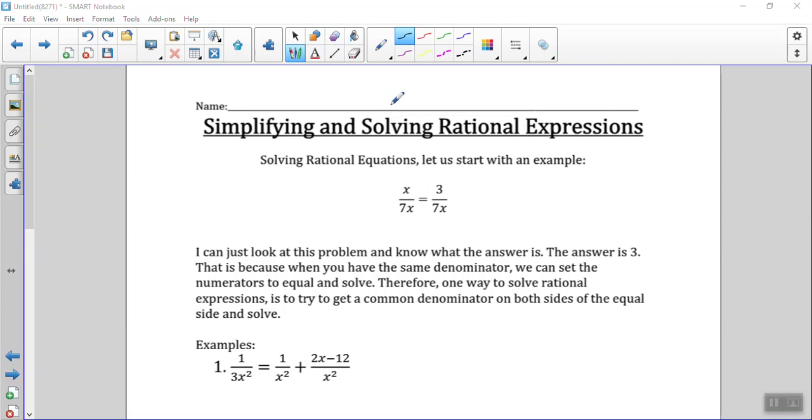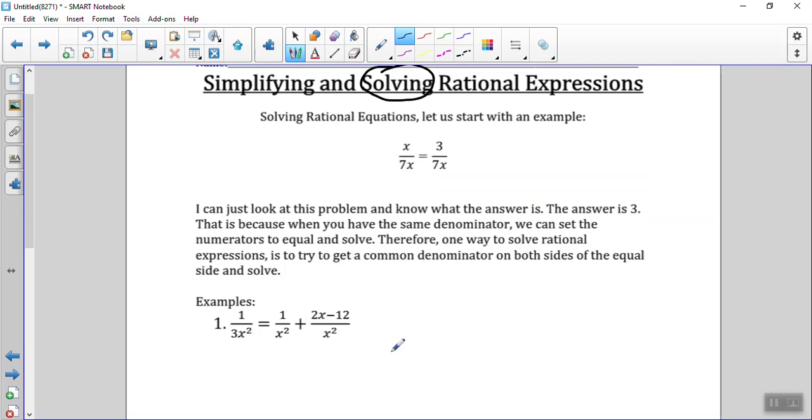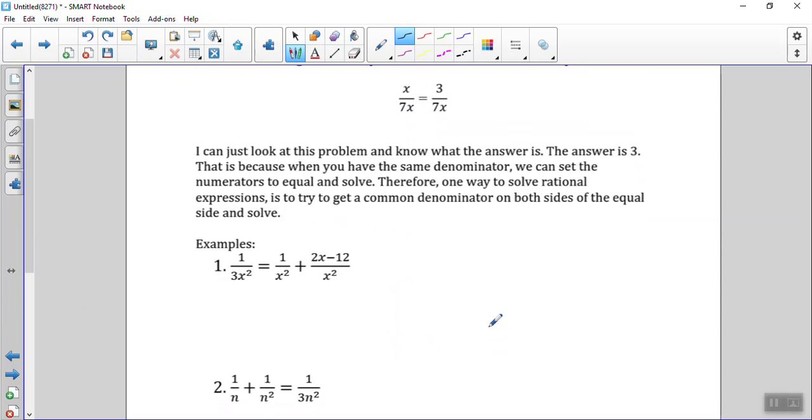Alright, now I'm going to teach you how to solve rational expressions. When you're solving, you're looking to see what x is equal to. There are a few different ways, but one way that I like is if I can somehow get a fraction on one side and a fraction on the other, with no addition sign, and the same thing in the denominator. Then you can just set the numerators equal to each other and solve. So for example, I have 7x, 7x, so that x has to equal 3.